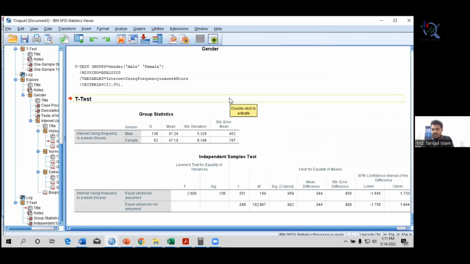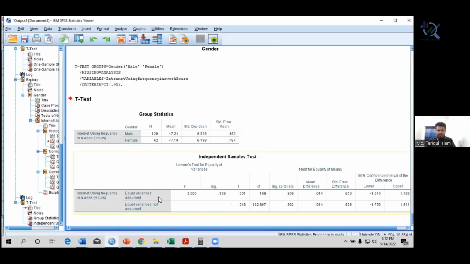The two sample t-test and the independent sample t-test are the same. Two sample t-test is a synonym of independent sample t-test. So look here at the difference in mean values. We have to focus on the mean value. For male the mean value is 47.24, and for female the mean value is 47.19, which is almost the same.